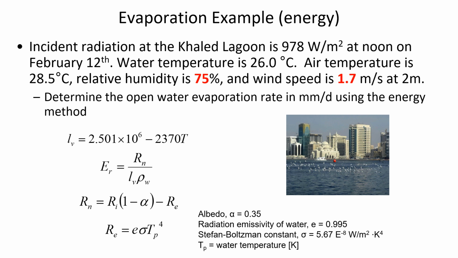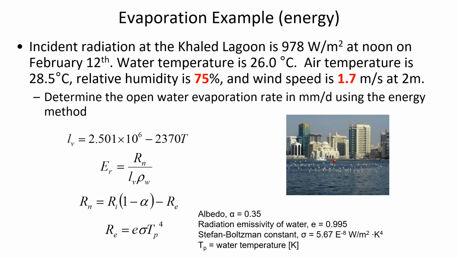Now this energy method, take in mind, these equations do not do anything with the humidity of the air. These equations so far don't do anything with the wind speed. And as you may guess, those actually do have an effect, but we're ignoring those for now. This energy method just assumes that the limiting factor is the amount of energy that's being provided to the water to drive evaporation.